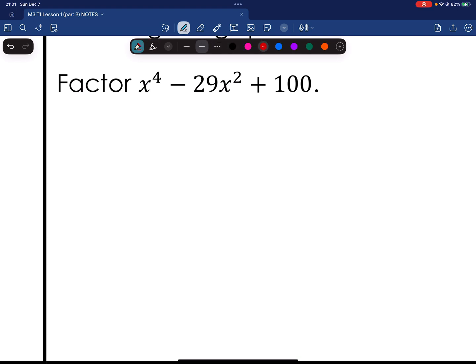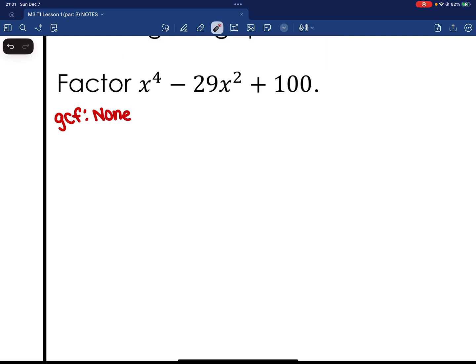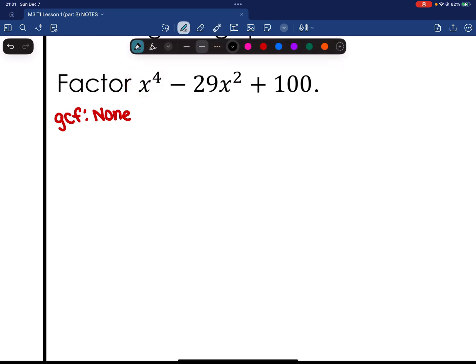So the first thing you ask yourself, is there a greatest common factor? And the answer is no, there is not one. Okay, then we look, do we need to do slide and divide? Does our leading term have a number other than 1 in front? No. So we go straight into our process of factoring. So 100 goes on top. Negative 29 goes on bottom.